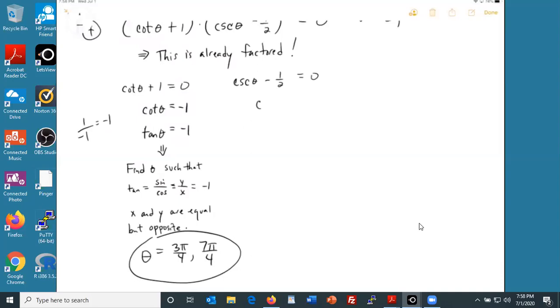Now, the cosecant of theta. Let's add that half to the other side. And then the reciprocal, remember, is sine. So sine is the reciprocal of cosecant. So I'm going to write this side as sine. The other side is not a half. It's the reciprocal of that, which is 2.